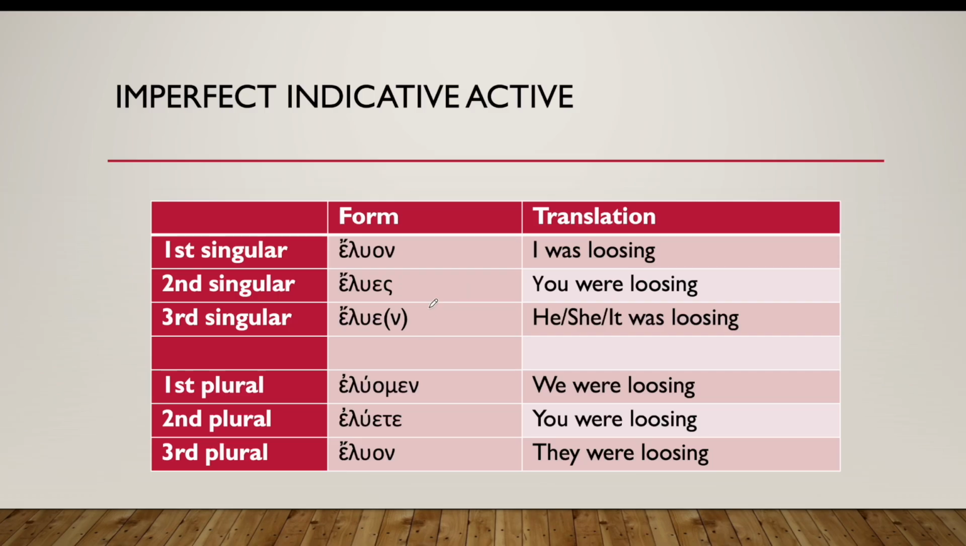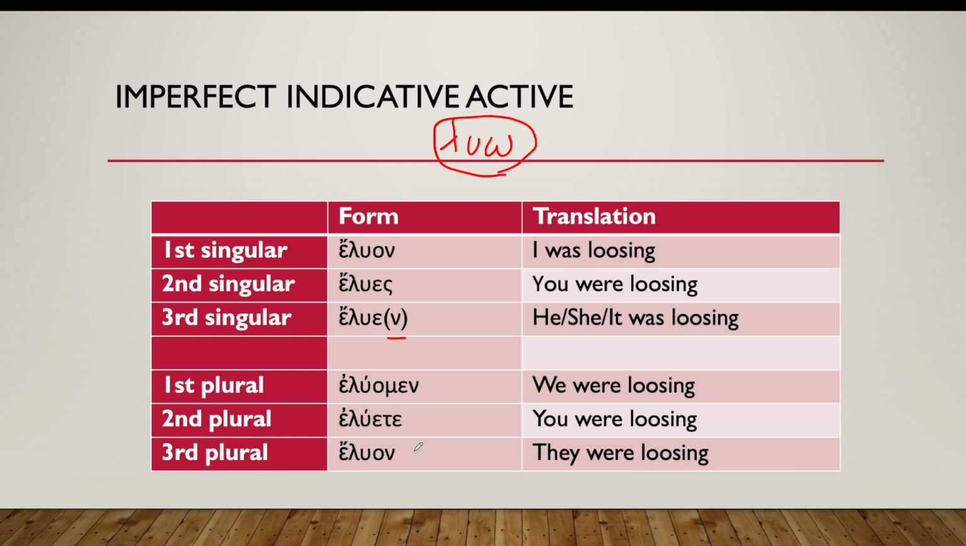So let's begin with using luo, our paradigm verb, which means to loose or to destroy. It's convenient because it's short. We don't have a lot of letters to write out or to sound out. So let's walk through. First singular is eluon. Second singular is elues. Third singular is elue with a movable nu. The first plural is eluomen. The second plural is eluete, and the third plural is eluon.